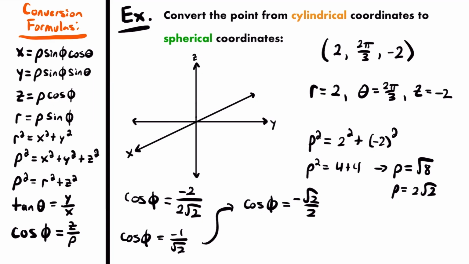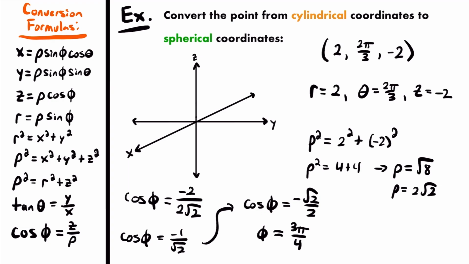Now, yes, there is another angle if you're going all the way to 2 pi. 7 pi divided by 4 would also be an appropriate angle for when cosine is equal to the negative square root of 2 divided by 2. But remember, for phi, we only consider angles between 0 and pi. So there's only one possible answer here, and that is that phi is equal to 3 pi divided by 4.